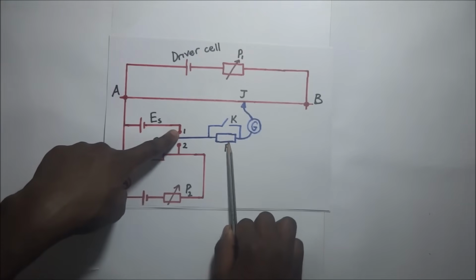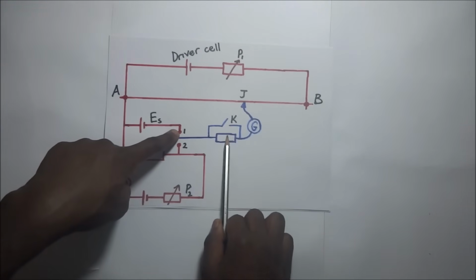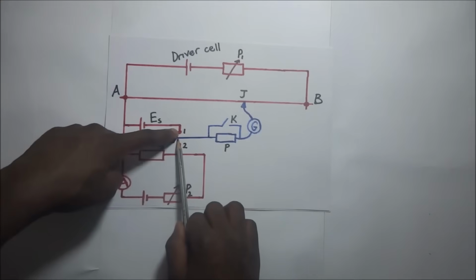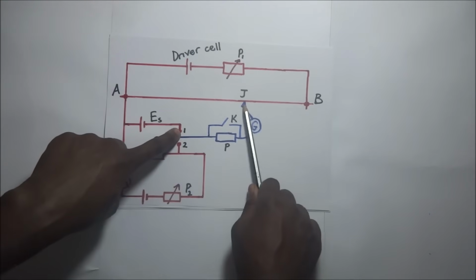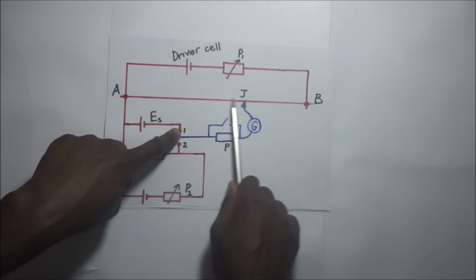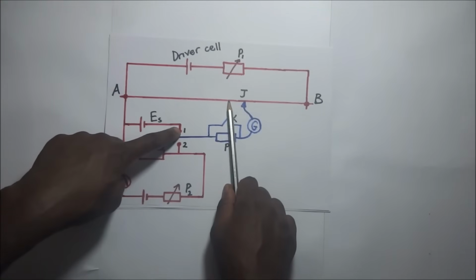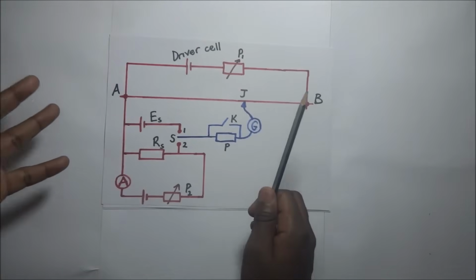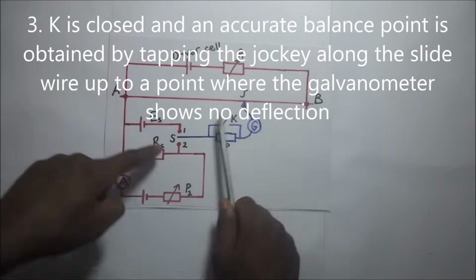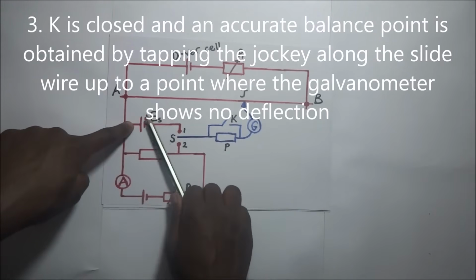Afterwards we will bypass this protective resistor by closing switch K, and when we close switch K, while S is still on position 1, we will still tap our jockey along the slide wire AB up to a point where the galvanometer shows no deflection, and then the balance length is obtained and we're able to get our accurate balance point.